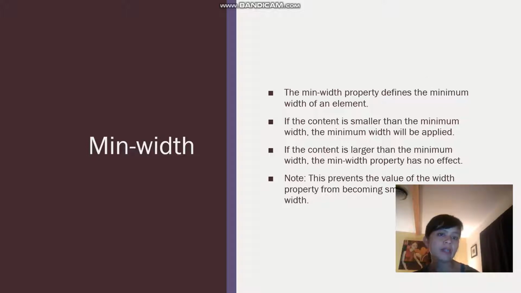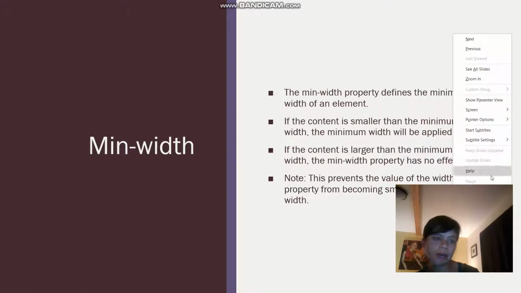So if the content is smaller than the minimum, the min width will be applied. If the content is larger than the min width property, it has no effect. So this prevents the value of the width property from becoming smaller than the minimum width. Okay, so let's go take a look at what all that means.